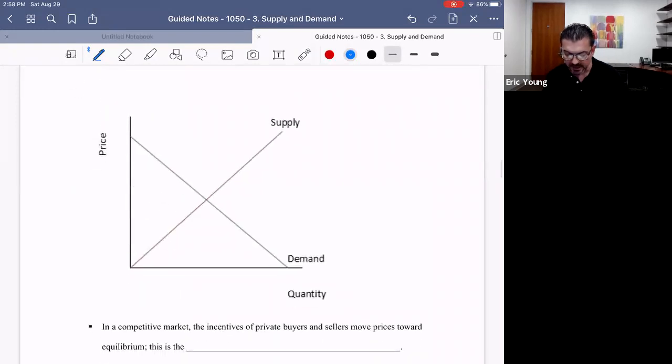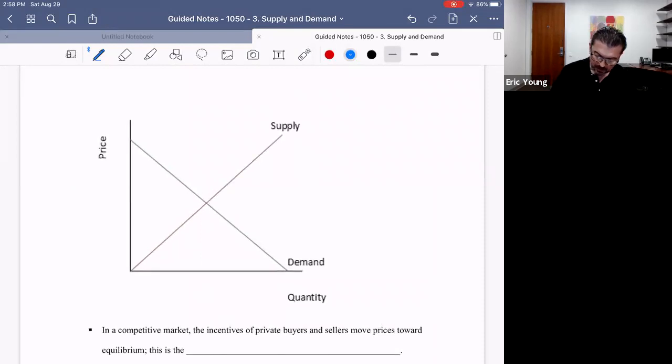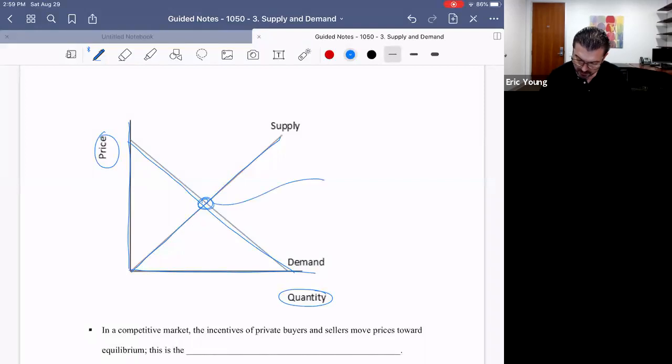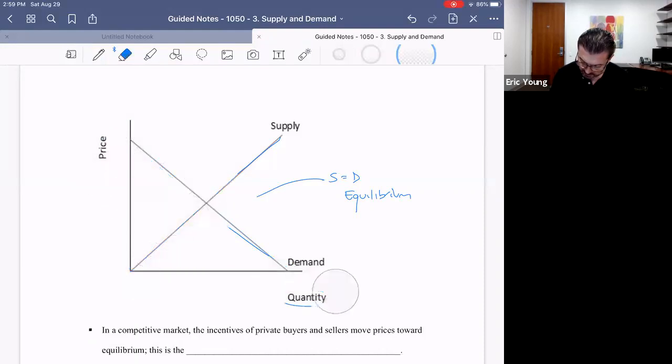You can see right here, we've got our graph, we've got our axis here labeled with price, our axis here labeled with quantity. We have our supply curve upward sloping, as we know, and our demand curve. And this point right here, where those two come together, that is our market equilibrium, okay? Let's talk about that a little bit more. Let me first clean this up. We're going to come back to it.